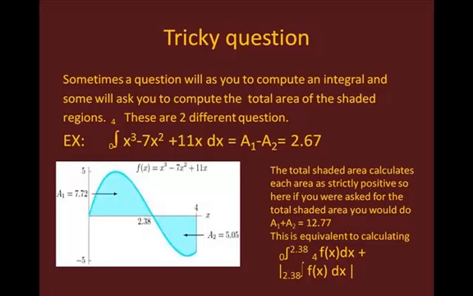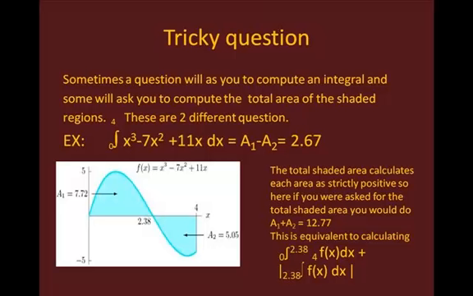If you are asked to find the total shaded regions, this is a different question. So when we're looking for total area of shaded regions, they want you to count both as positive because it doesn't matter if it's below or above to get the total shaded region. So you would have to calculate each separately and then add them together. So if you were to do this as a straightforward integral, you would not get the right answer.